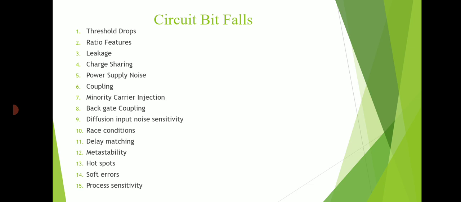So here the basic things which we are noticing are threshold drops, ratio failures, leakage, charge sharing, power supply noise, coupling, minority carrier injection, backgate coupling, diffusion input noise sensitivity, race conditions, delay matching, metastability, hotspots, soft errors, process sensitivity. Based on these 15 things, the circuit pitfalls are identified, the bad circuits present are identified, and finally it produces the reliability of the circuits.